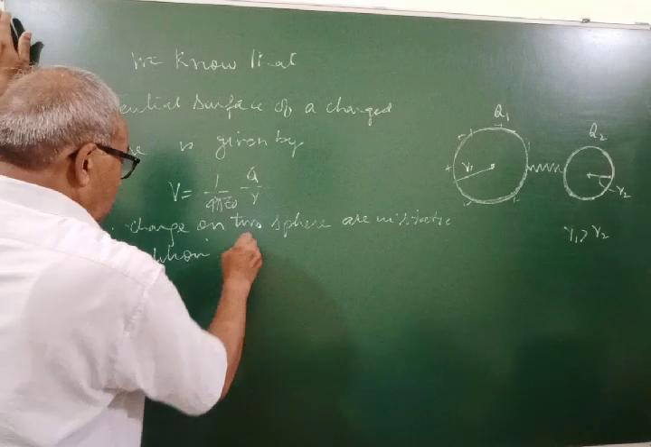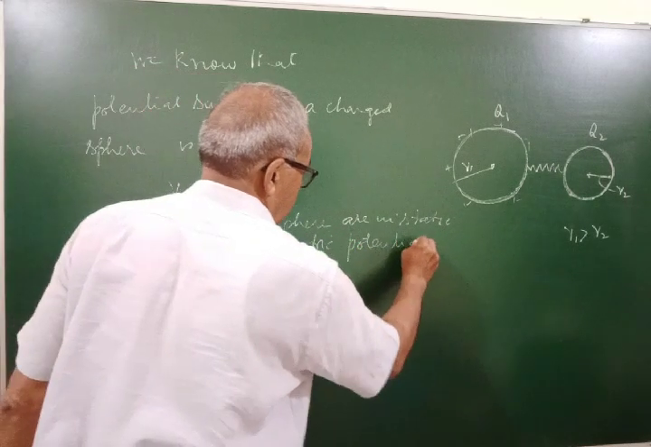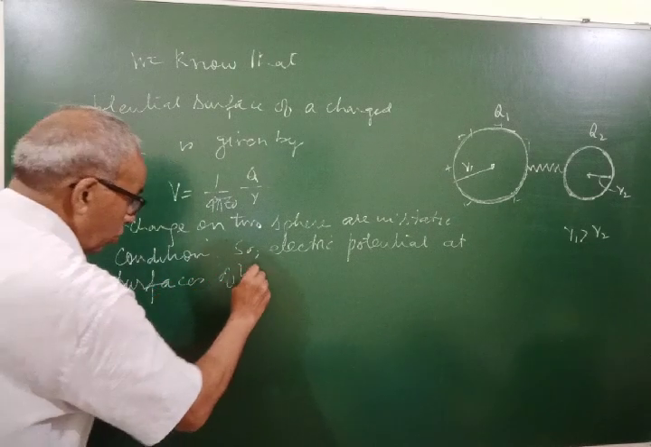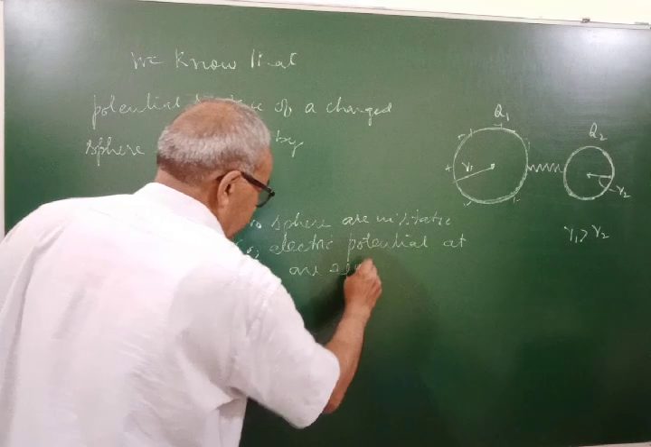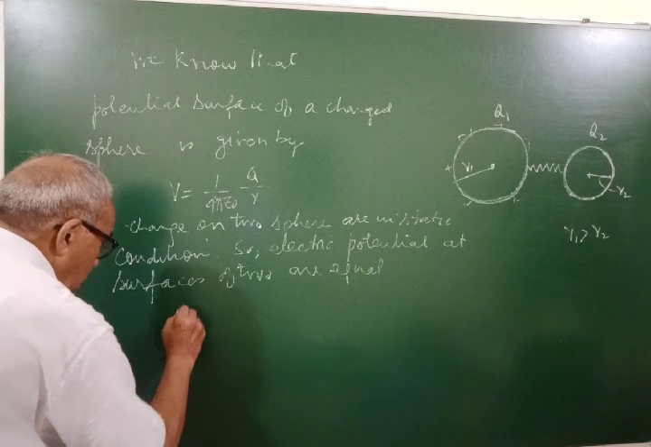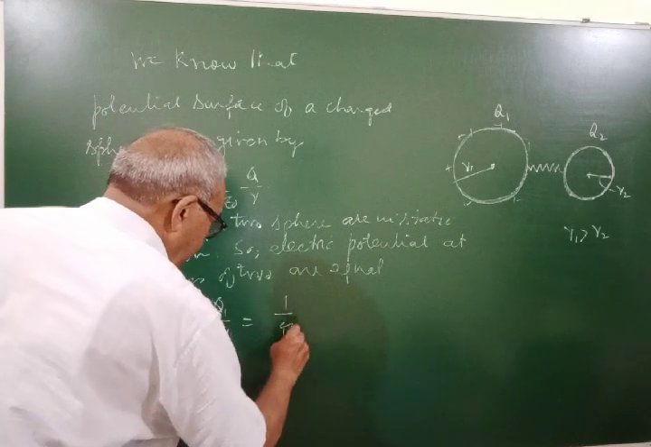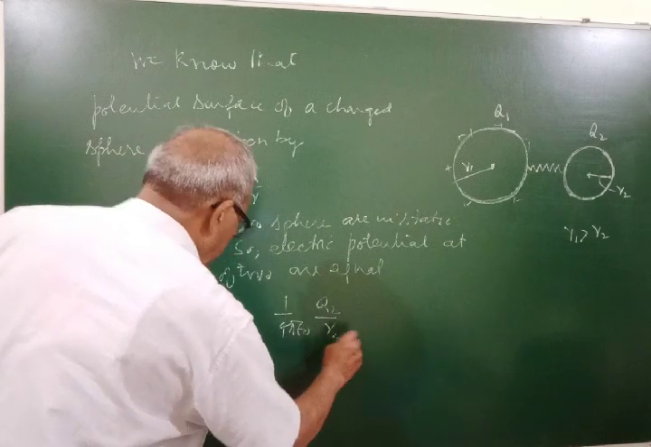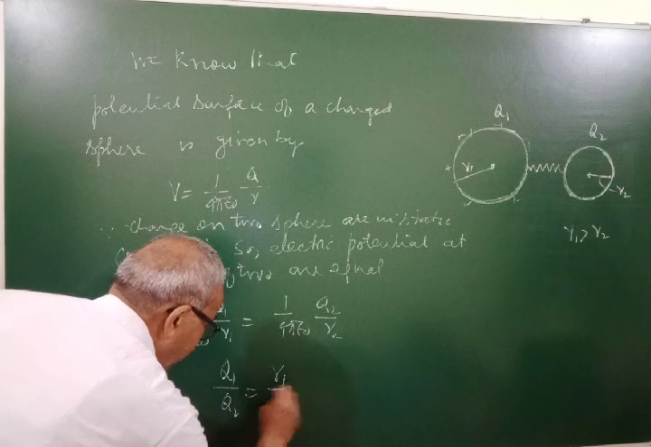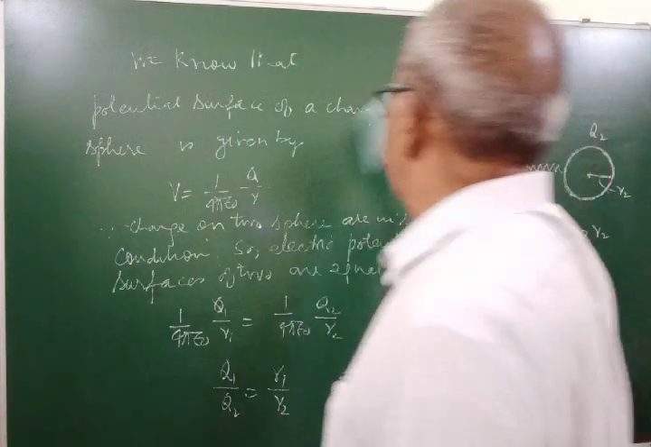the electric potentials at the surfaces of the two are equal. That is, 1 upon 4 pi epsilon 0 Q1 upon R1 is equal to 1 upon 4 pi epsilon 0 Q2 upon R2. From here we get Q1 upon Q2 equal to R1 upon R2.